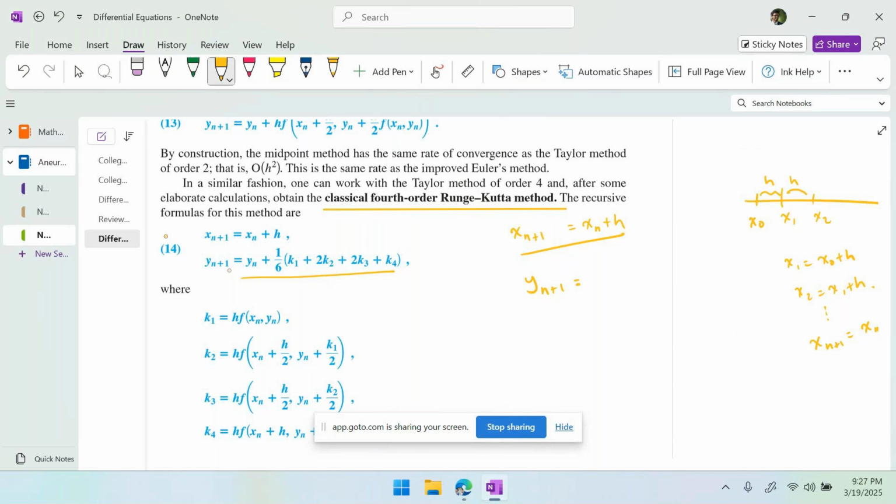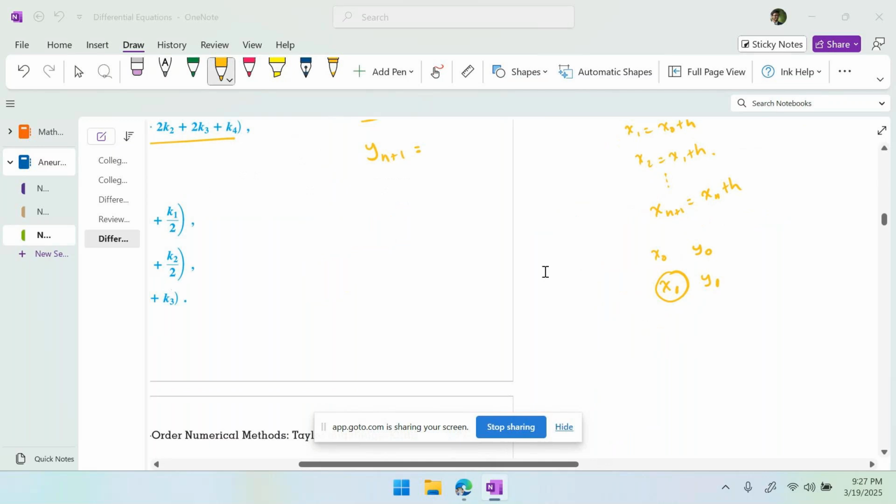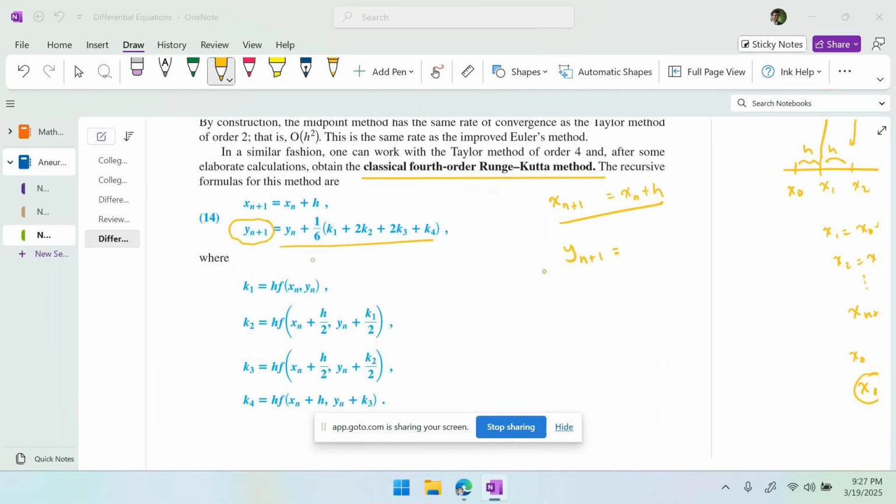Okay, so to calculate yn plus 1, let's say you have the initial condition x naught and y naught, and suppose you need to calculate the very first y1. We will know the x1 value because that's up to us to decide depending on the h. And to calculate y1, all we need is the y value in the previous step, which is y0. And then you have these k1, k2, k3, k4 terms, and they are defined by these 4 values. Okay, so what are those values?